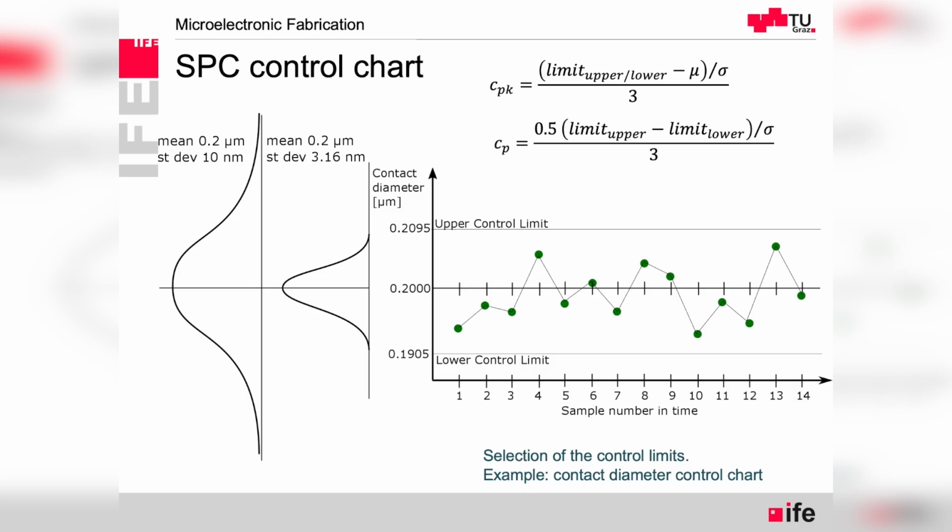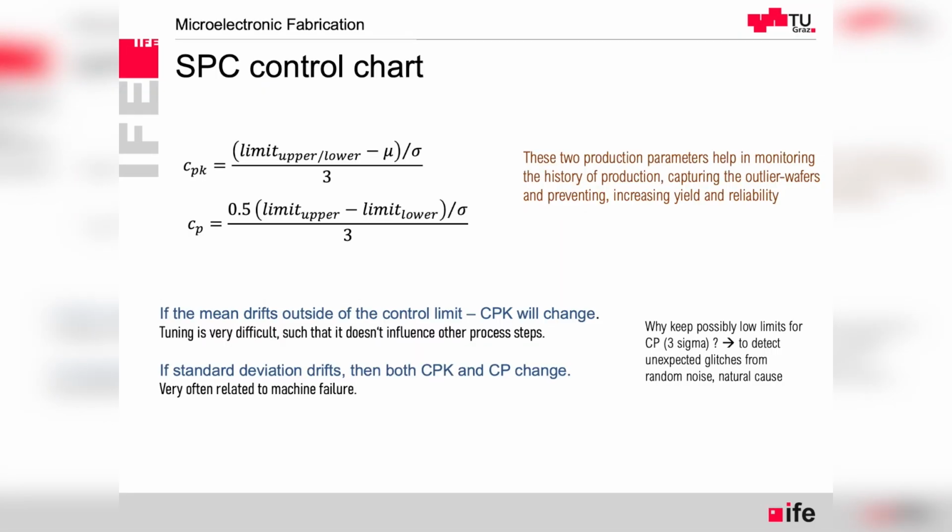So let's have a look at what they are. CP is the distance between the upper or lower limit minus the mean, divided by the standard deviation and divided by 3. That's because traditionally 3 was considered the good number for good enough yield. And we would like most of the measurements to be within this CPK limit.